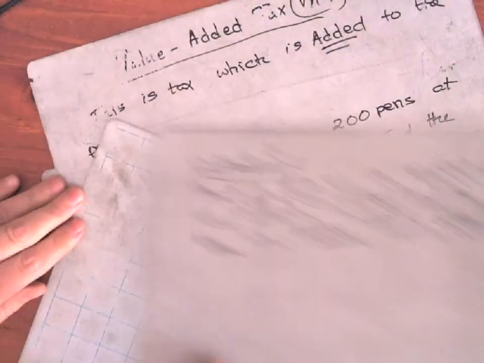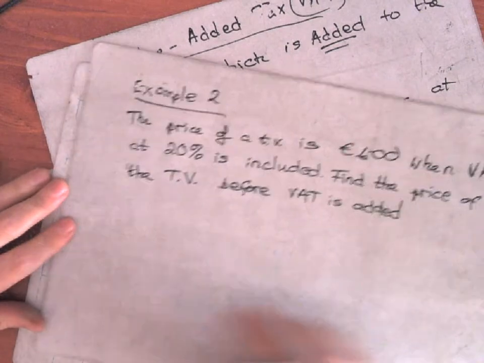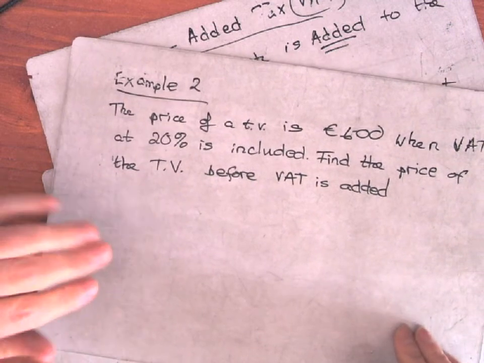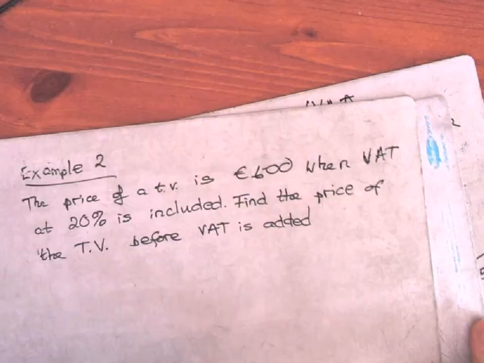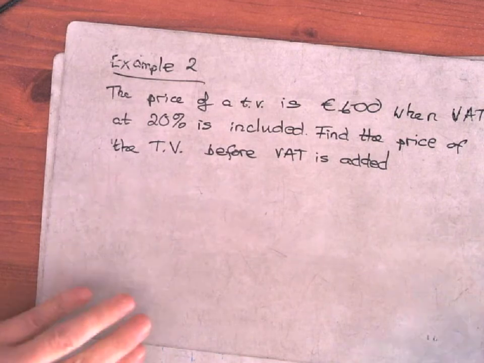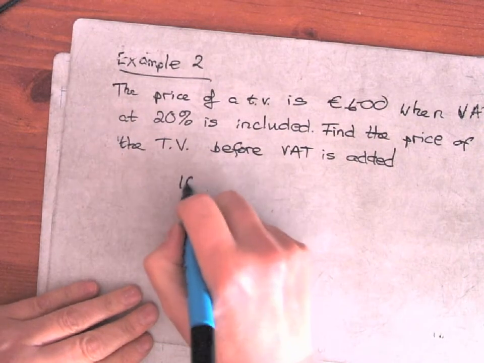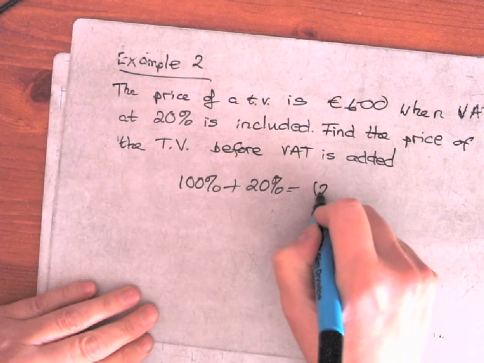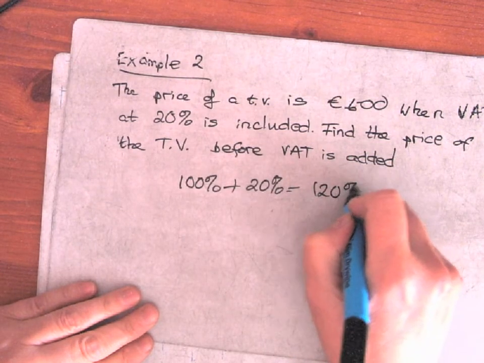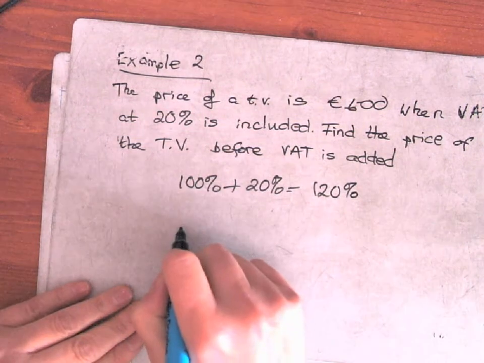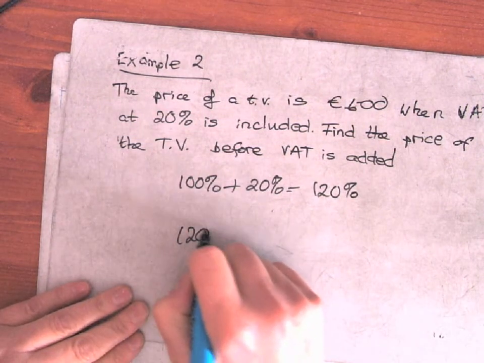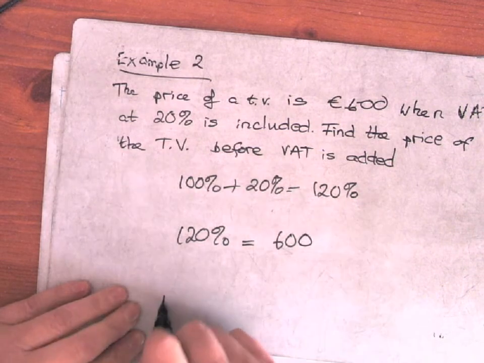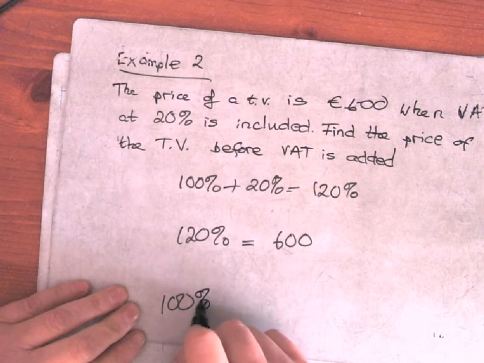Example 2. The price of a TV is €600 when VAT at 20% is included. So the VAT is gone in. So now we want to know what was the price before the VAT. So remember, the price before VAT is always 100%. They put on an extra 20%, so we know what 120% is. It's €600. And we want the price before VAT, which is always 100%. So we go down to 1 in the middle. To go from 120 down to 1, you divide by 120.